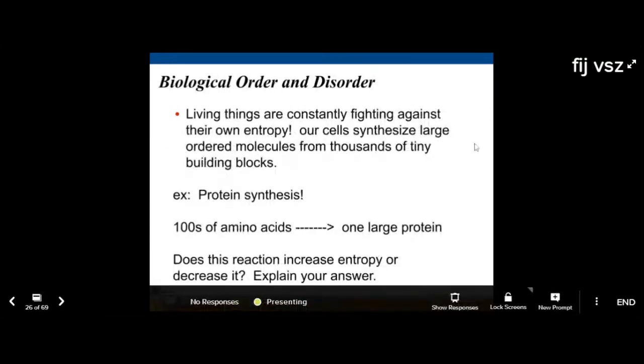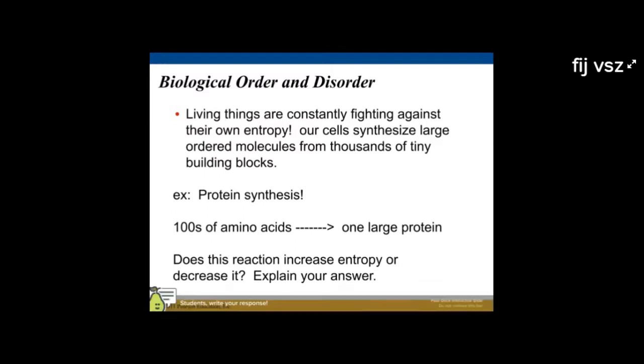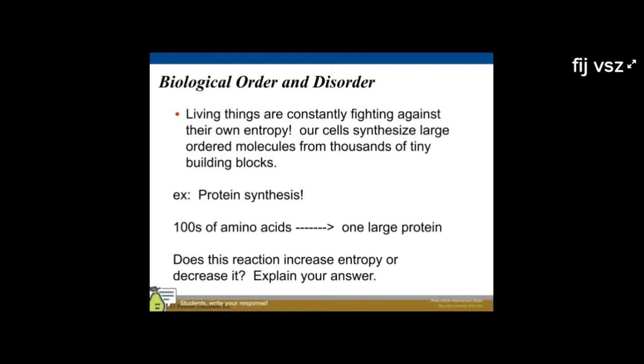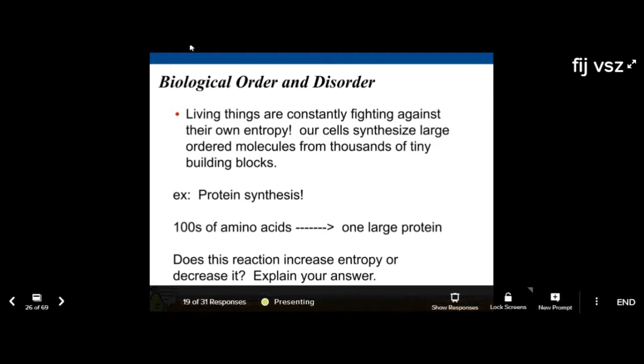Okay? Order and disorder. Living things are constantly fighting against their own entropy. Our cells synthesize large ordered molecules from thousands of tiny ones. Protein synthesis takes hundreds of amino acids with lots of entropy, right, and builds them into one large protein. Does this reaction increase entropy or decrease it? Explain your answer. Here's another place to write some answers down. Go ahead and do that.